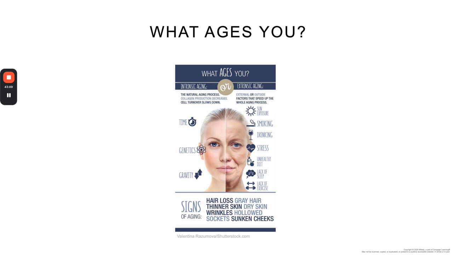Signs of aging may include hair loss, gray hair, thinner skin, drier skin, wrinkles, hollowed out sockets because the buccal fat in our face tends to diminish, sunken cheeks. Okay, so these are all examples of what ages us. So hopefully we don't have any questions about intrinsic versus extrinsic.